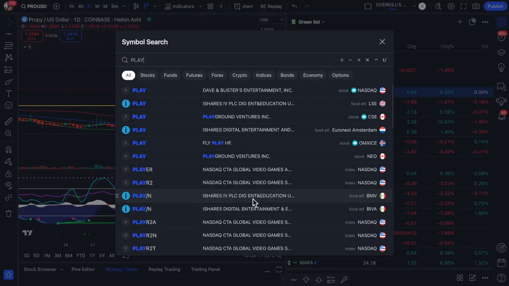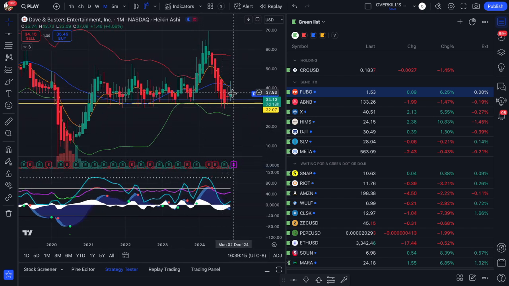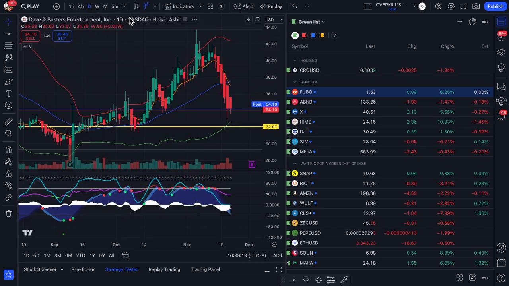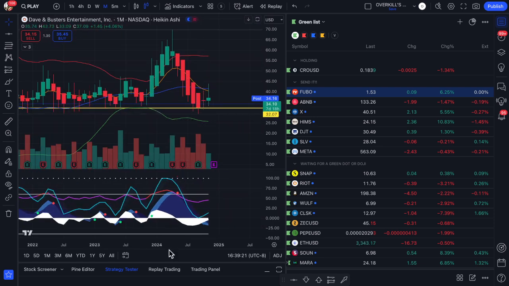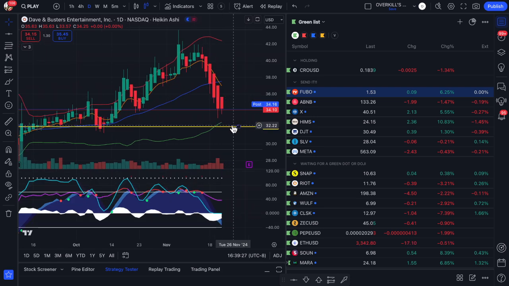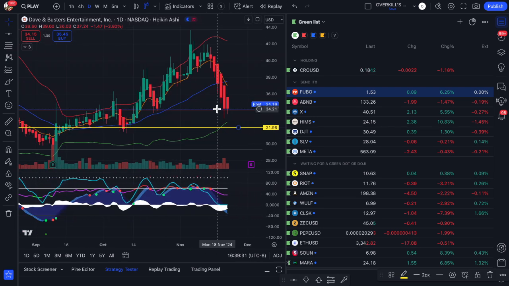Play, PLAY. There's a stop here. Monthly is green, so good call out there. The daily's selling off. This is a really good example. I know we don't got the green dot yet, but we got a green candle, and you got a 1, 2, 3, 4, 5, 6 bar pullback right into our green line there on the Bollinger Band, and $32 is going to be that stop loss on this name.